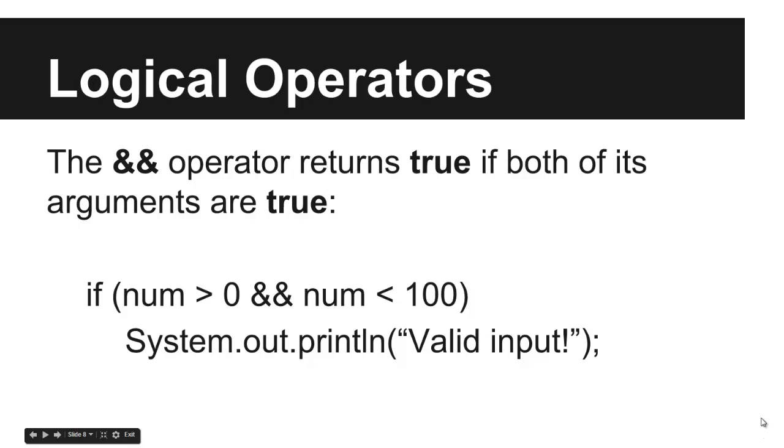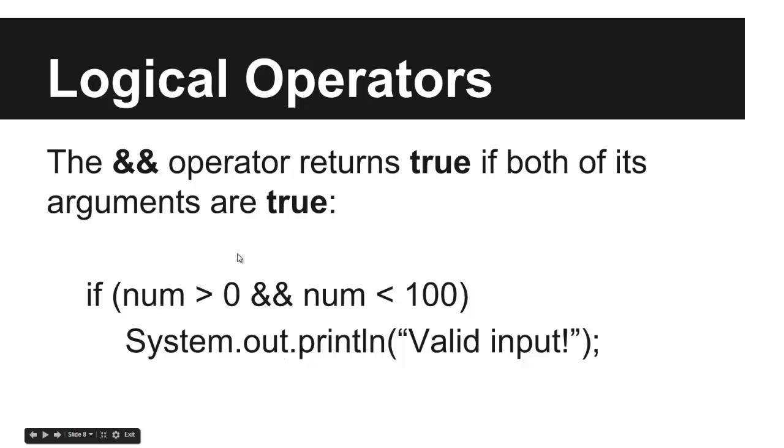So the logical AND statement is sort of a very restrictive AND. It returns true if both of the arguments are true. The arguments are these Boolean statements on either side. Okay, so this number is greater than 0 and number is less than 100. We can maybe make that less than or equal to, but that's not too big of a deal right now. If that's the case, we output valid input, and that works the way that it should.